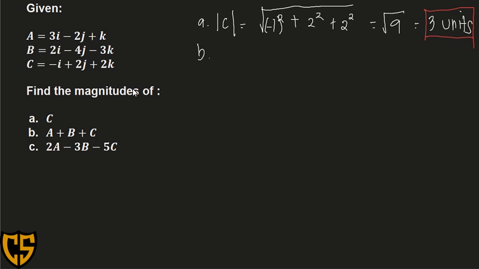Okay, for letter B, A plus B plus C. So hapos lang, diretsyon ta na lang. I-add na naman lang sila. We have A plus B plus C. So 3 plus 2 minus 1. So that is 5 minus 1. That is 4. Okay, we have 4i. Next, negative 2 minus 4 plus 2. That is negative 6 plus 2. That is negative 4j.